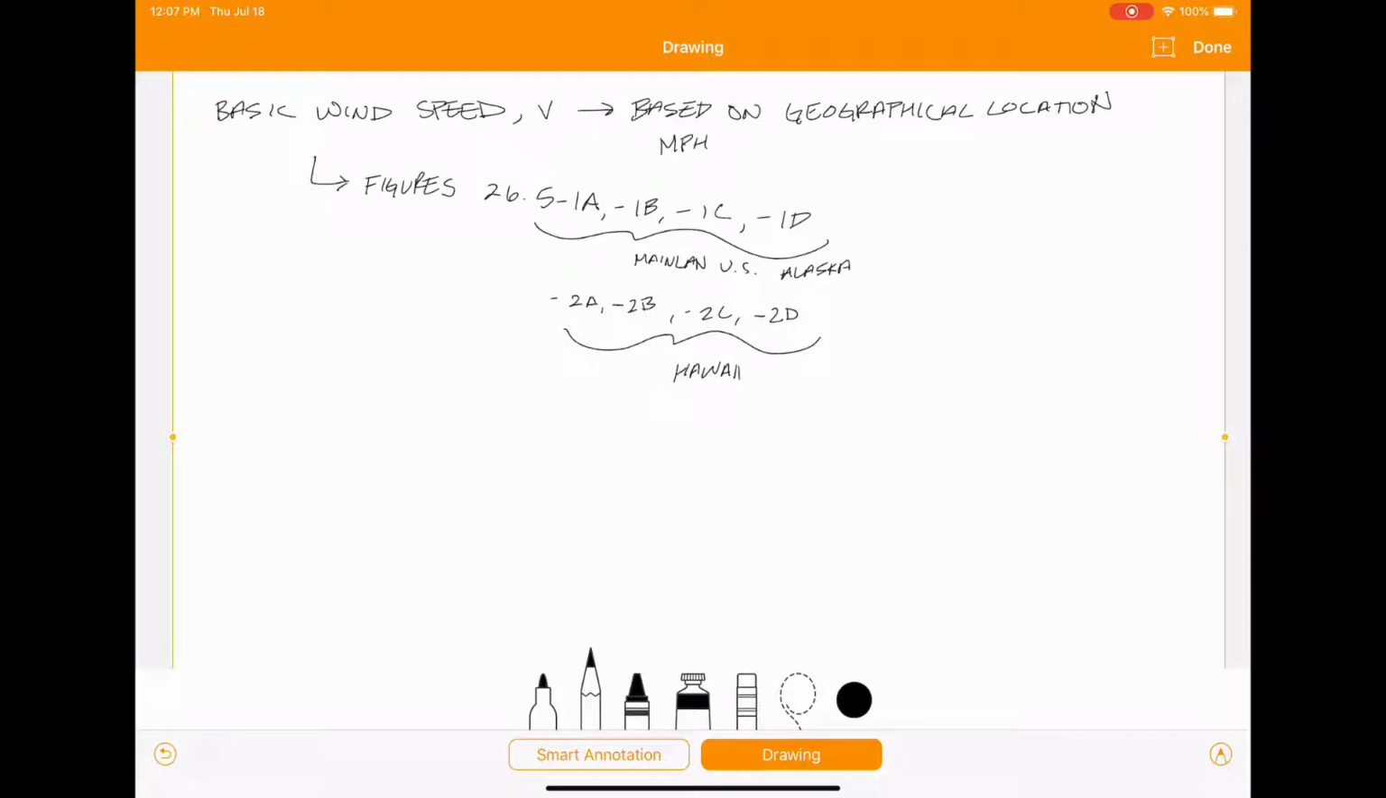And there are different maps for the different risk categories of your building. So if you have a risk category 1 building, you're going to use map A, 2 is B, 3 is C, and risk category 4, you're going to use graph D.